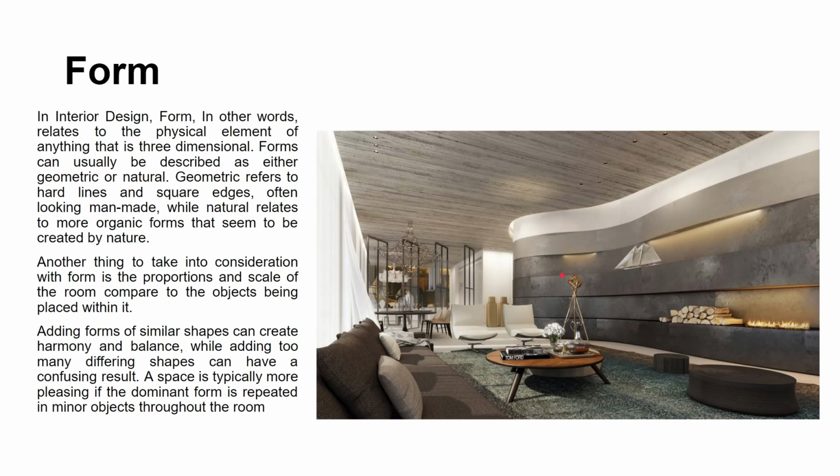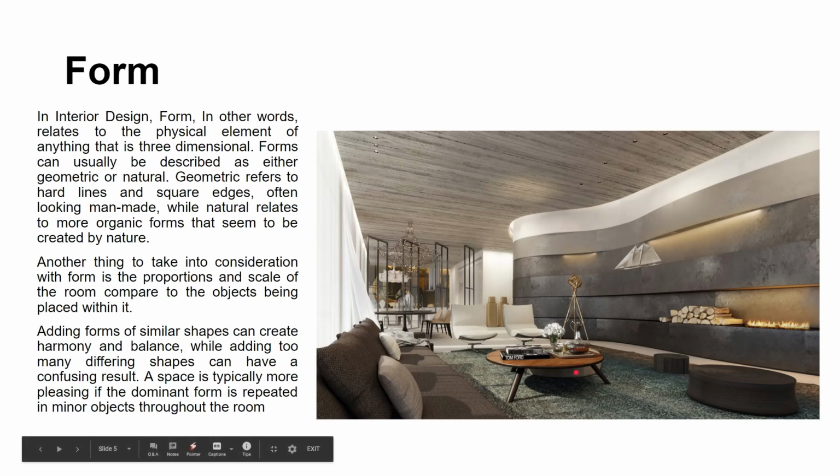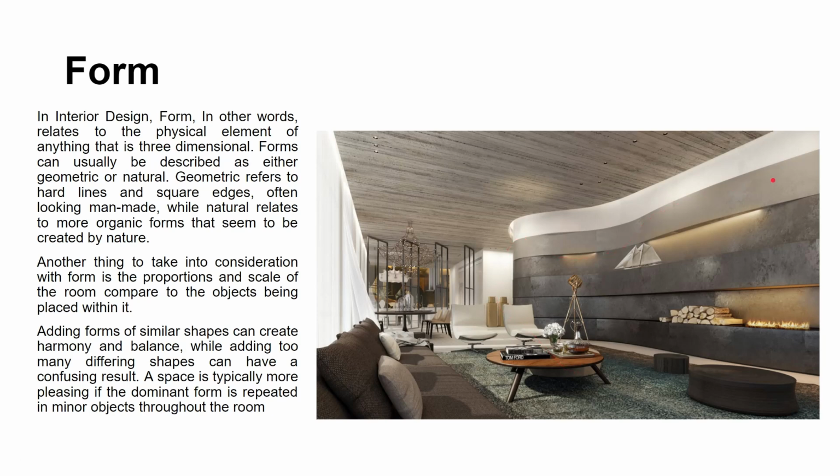Another thing to take into consideration with form is the proportion and scale of the room compared to the objects being placed within it. As you can see in this interior photo, the undulation of this wall is proportioned to the scale of the living room. You have a wide living room, and instead of cramming it with furniture, you create this very vast interior architecture treatment that brings softness to the space.